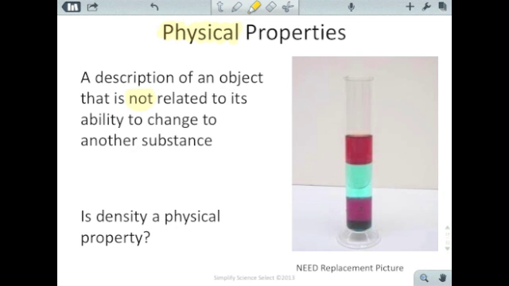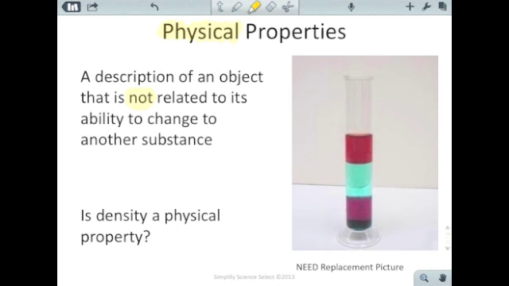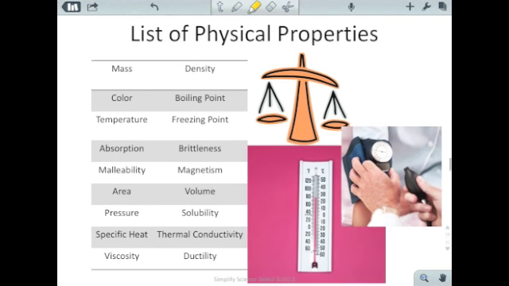Is density a physical property? Well, yes, it is, because when we're measuring the density, we don't actually change what it is. Okay, a list of some physical properties.